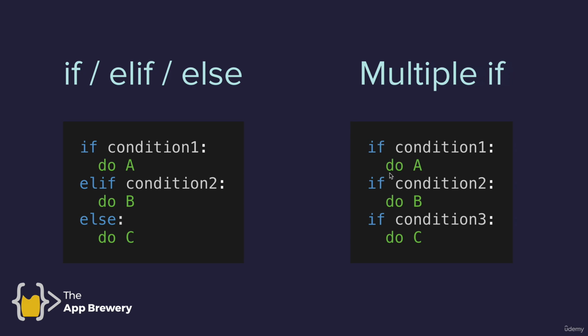If condition 1 is true, then do A, but then the code is going to go to the next case and check if condition 2 is also true, in which case it will do B, and if the final condition is also true, it's going to do C. Whereas in the example on the left, where we're using if, elif, else, only one of these things, A, B, or C, will be carried out. But on the right-hand side, all three conditions are checked. And if it so happens that all three conditions are true, then A, B, and C will all be executed.